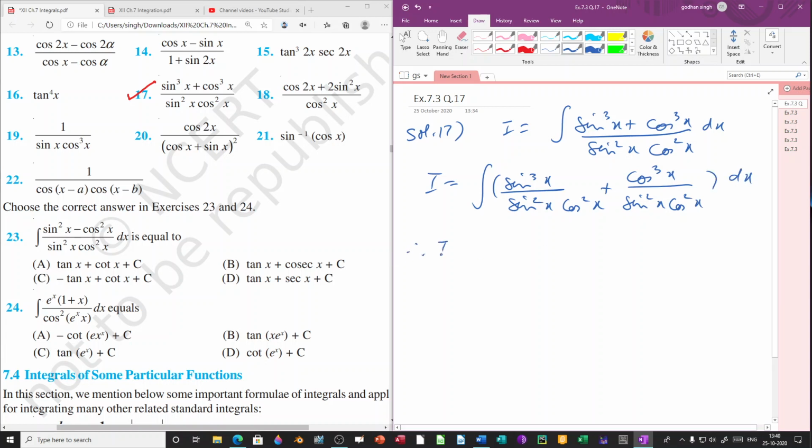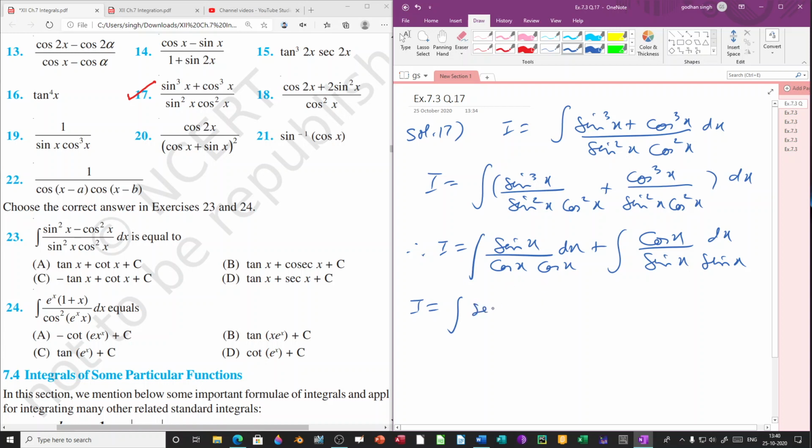So, therefore, I equal to, this will give us sin x over cos square x, that is, we can write this as sin x by cos x into 1 by cos x dx, plus the other part we can write as integration of cos x over sin x into 1 by sin x dx. So, sin x by cos x is tan x, and 1 by cos x can be written as sec x. So, we will be getting here sec x into tan x.